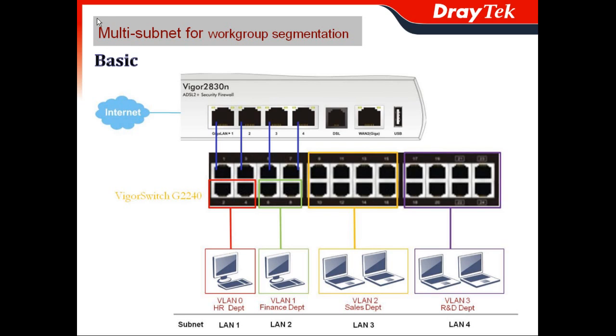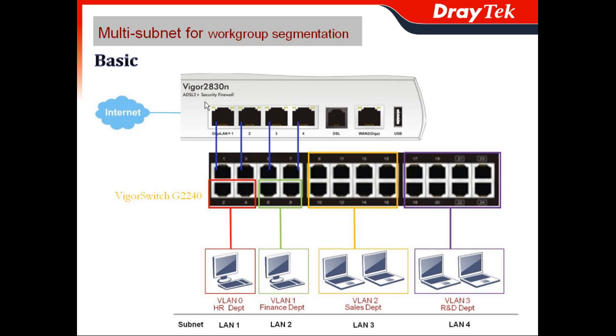By the way, for the multi-subnet, this function is available in DrayTek's business models, such as the Vigor 2830 series for ADSL/VDSL Plus and the Vigor 2920 series for fast broadband, and also you can see it in the Vigor 3200 for the multi-WAN connection load balancer. For the basic application, you may have 4 different departments: Human Resource Department, Finance Department, Sales Department, and R&D Department, and you would like to isolate those work groups.